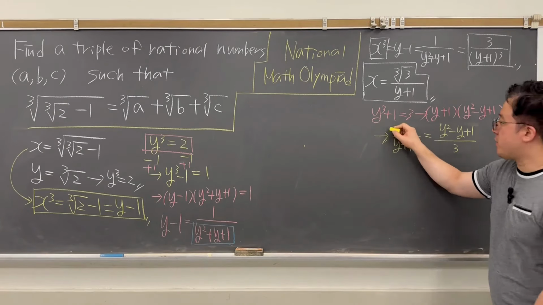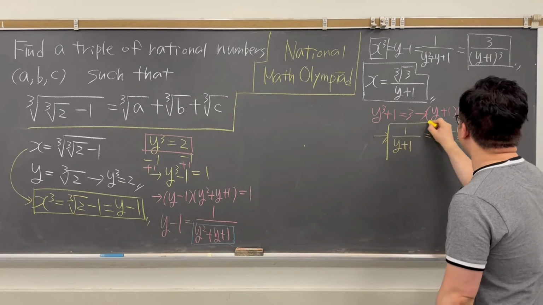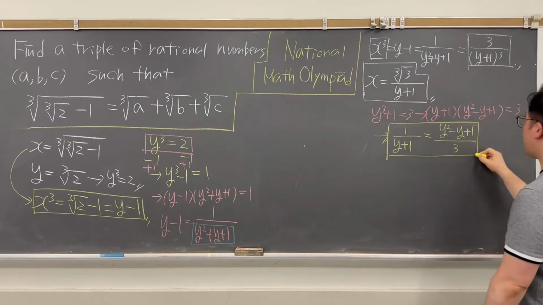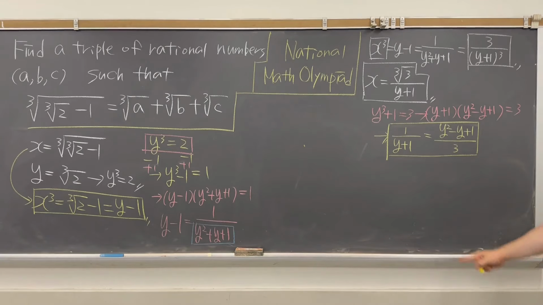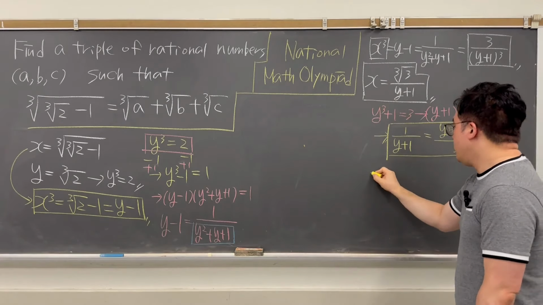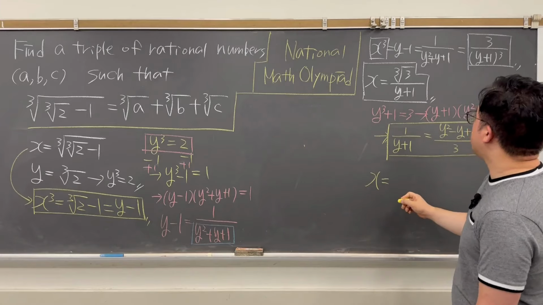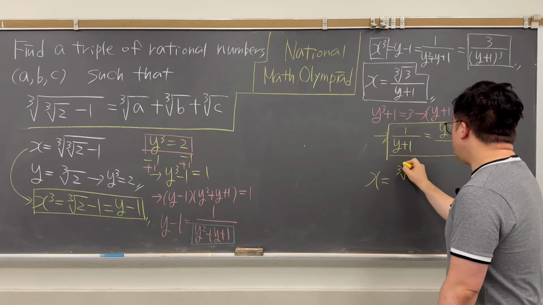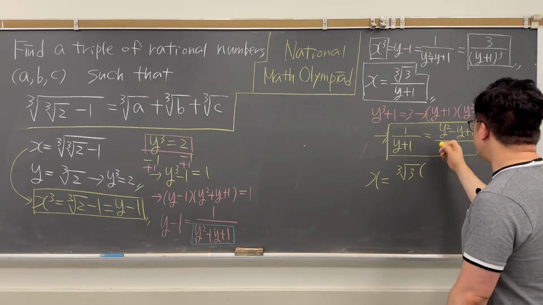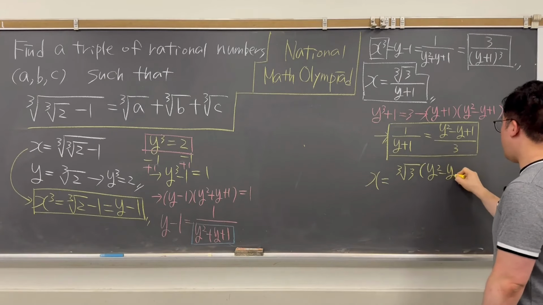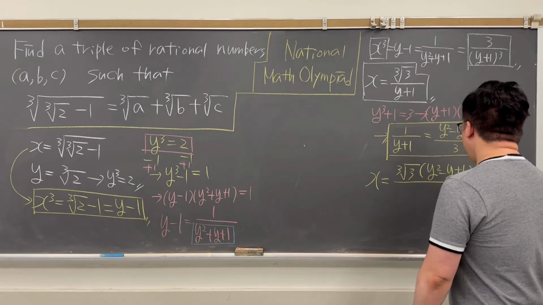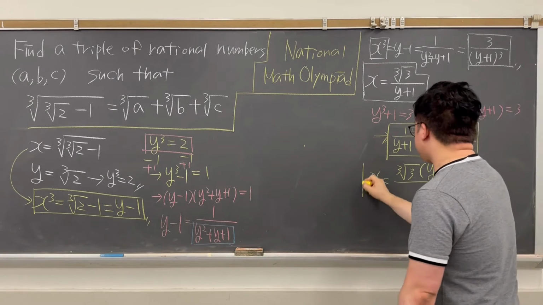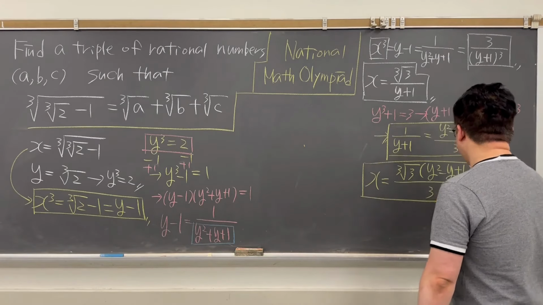Okay, now using this, 1 over y plus 1 is equal to y squared minus y plus 1 over 3. So we can rewrite the expression for x. x is then going to be equal to cube root of 3 times y squared minus y plus 1 over 3.